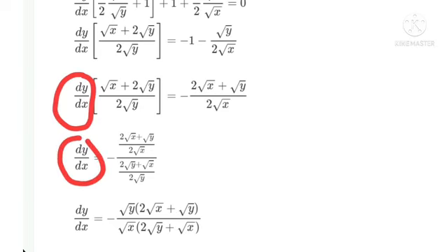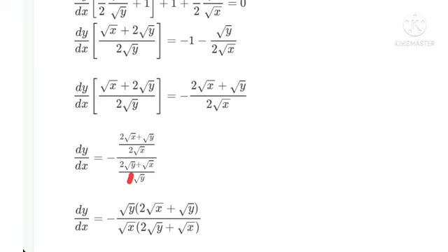dy by dx is equal to this bracket as it is, dividing by root x plus 2 root y upon 2 root y. You take it in the numerator, so what happens here? 2 gets cancelled, and here also 2 gets cancelled. We get root y into bracket 2 root x plus root y upon root x into 2 root y plus root x. This is the final answer. Okay.